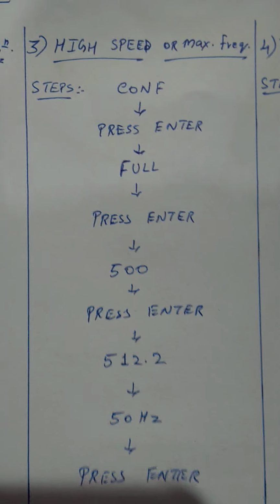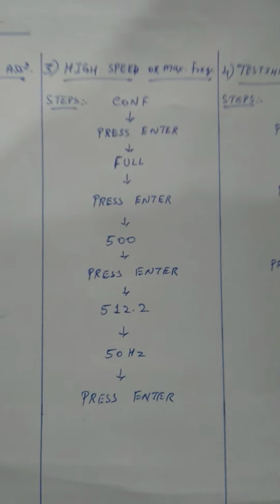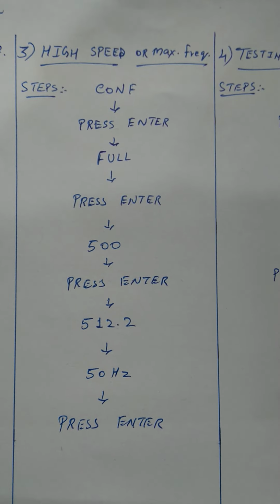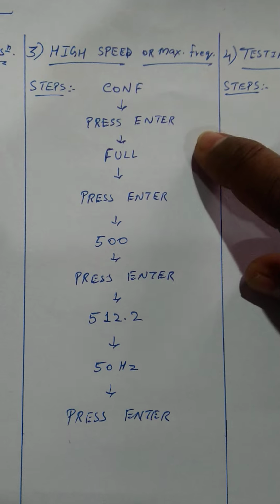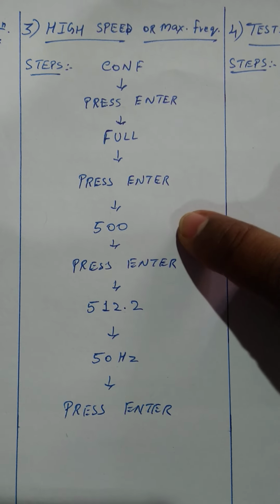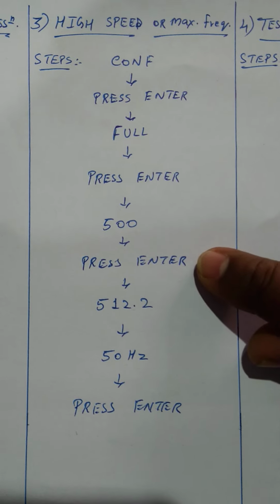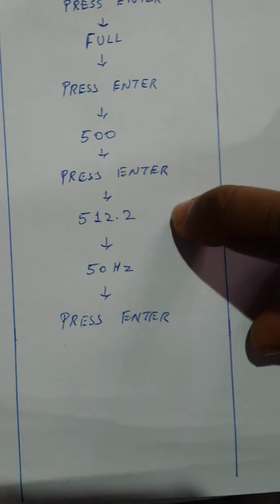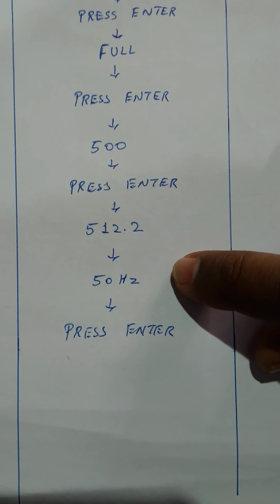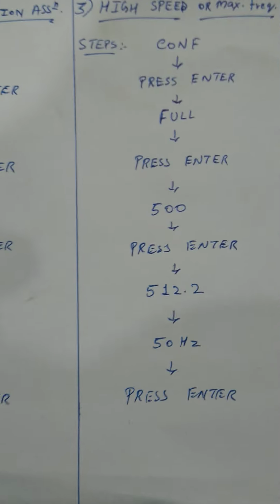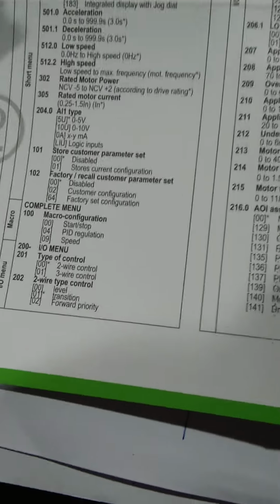Okay. What are the steps? The steps, we have to repeat it. We have to go to configuration, then press enter, then full, then press enter, then go to 500, then press enter, then go to 512.2, then 50 Hz, set it to 50 Hz, then press enter. Okay, what is 512.2? We'll see in the parameter list of Schneider.